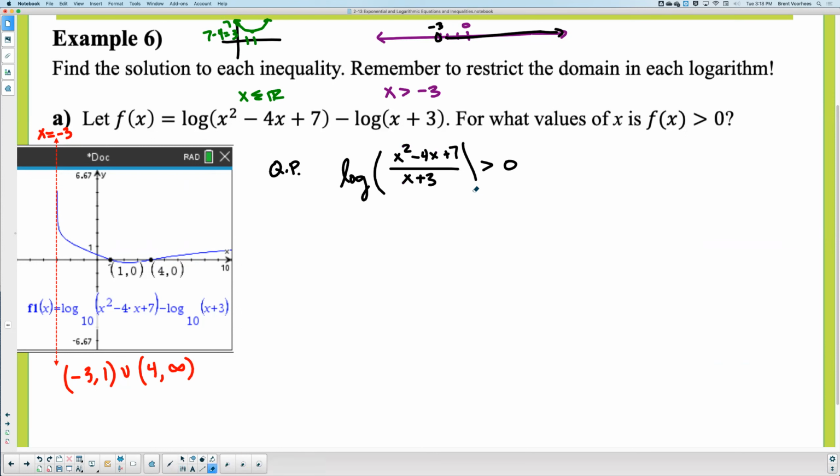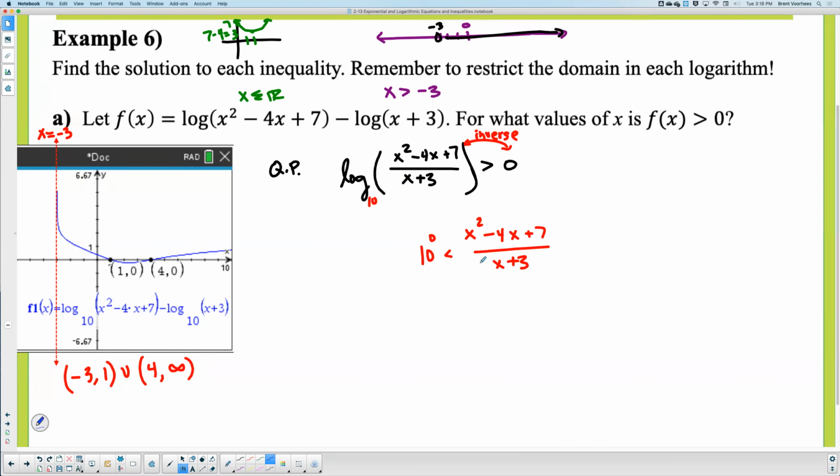Now, if you want to convert, how you convert with an inequality is the hidden base here is 10. When I apply the inverse, the inequality stays pointing at the x. So I'm going to have 10 raised to the 0, and the inequality is going to point at the x's, so it's going to go this way, because these two switch when I apply the inverse. So x squared minus 4x plus 7 over x plus 3. Now, if you don't know 10 to the 0, that's actually 1.